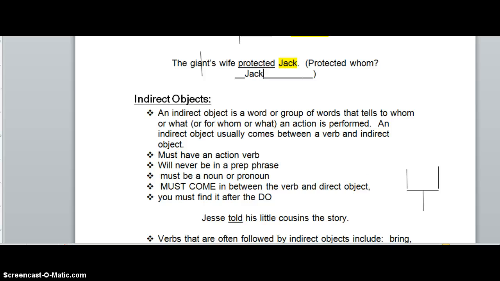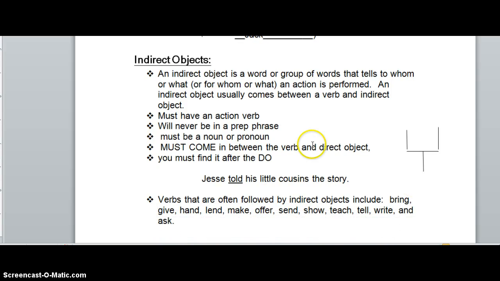We also have something called an indirect object. An indirect object, or an IO, is a word or group of words that tells to whom or what, or for whom or what an action is performed. An indirect object usually comes between a verb and a direct object. Once again, the first bullet is kind of blah, blah, blah, but here are the things that I would write down and memorize.